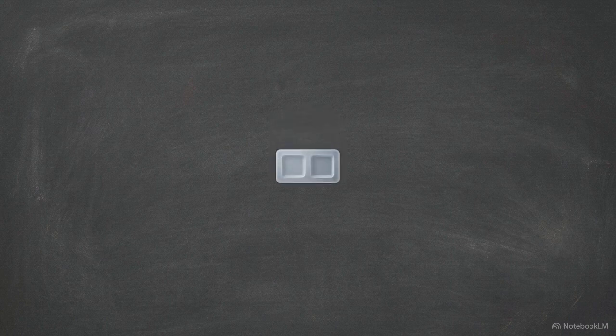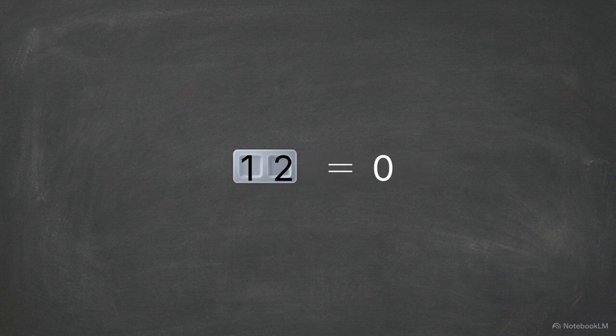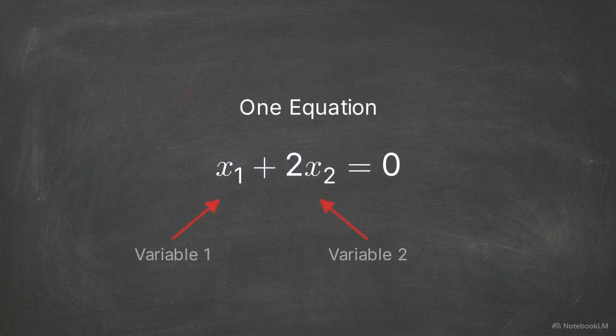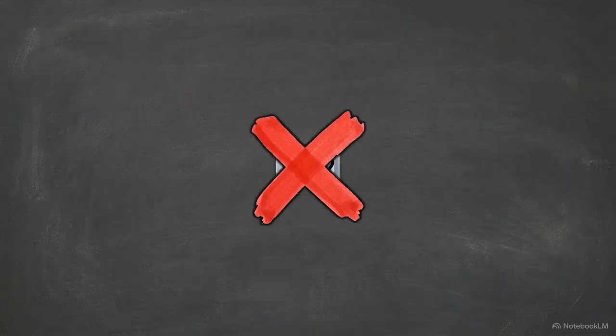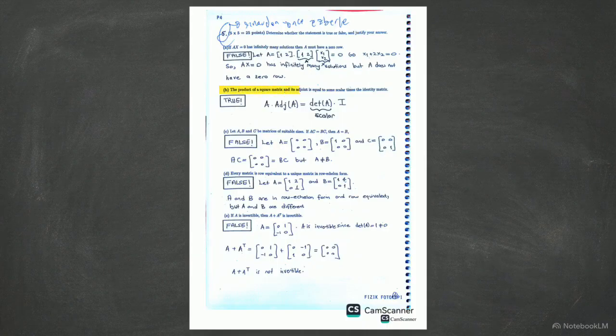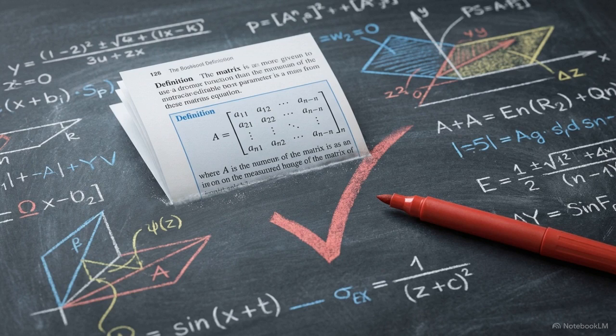Consider a 1x2 matrix with the entries 1 and 2. Set that equal to 0. You have two variables and only one equation, which results in infinitely many solutions, yet the matrix contains no zero rows. The statement is false. Part B states the product of a matrix and its adjoint equals a scalar times the identity matrix. This is the formal definition of the adjoint formula. The scalar is the determinant of A, making this statement definitively true.